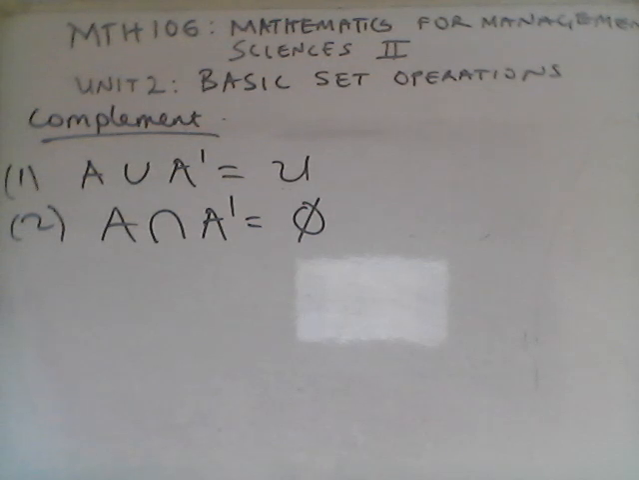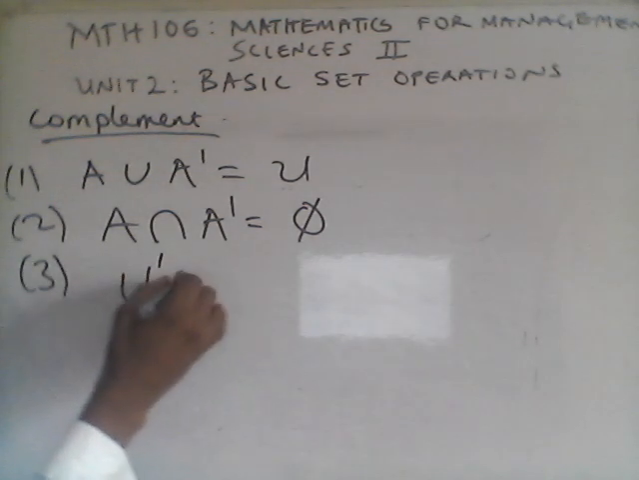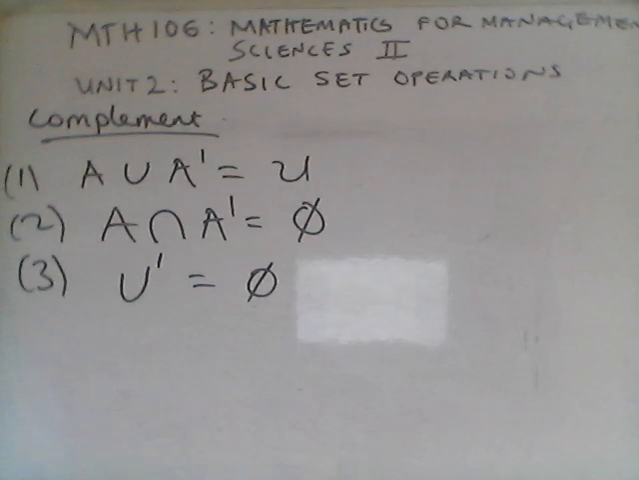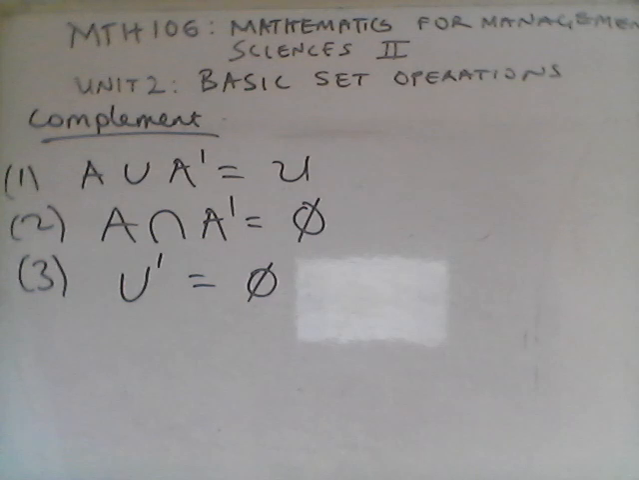The complement of the universal set is the null set, and vice versa. The universal set complement is what? A null set. And a null set's complement is the universal set. They are the same thing. You understand? So I cannot have anything outside the universal set. That's why they call it universal.